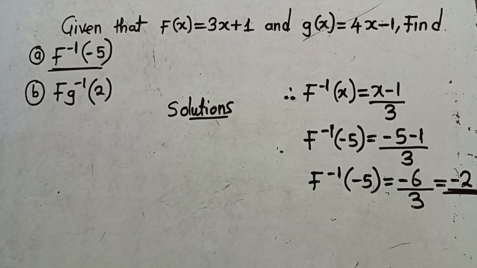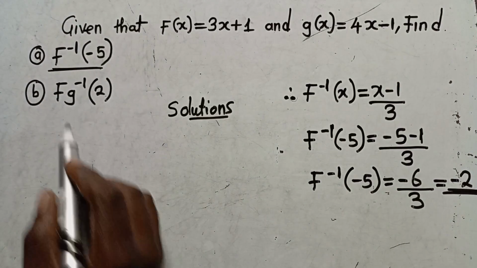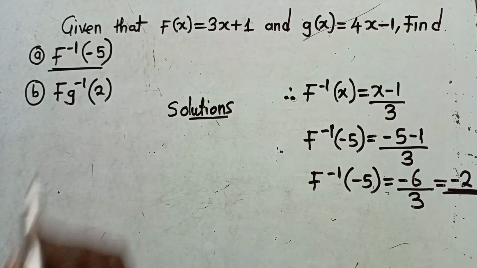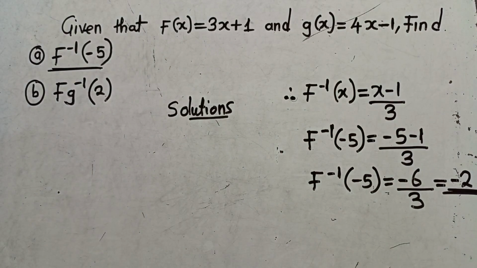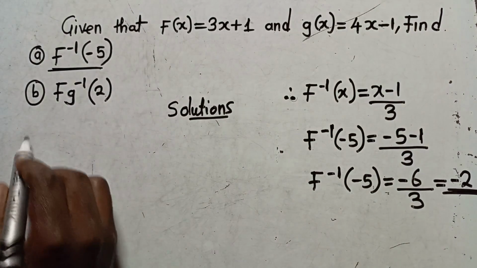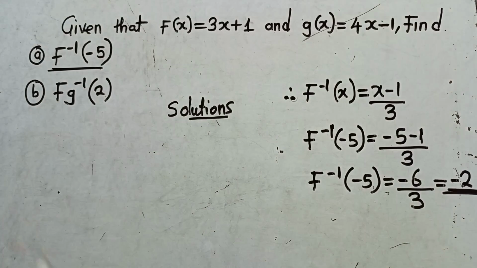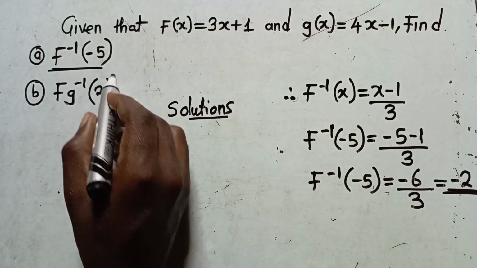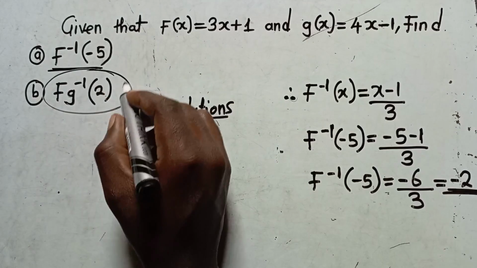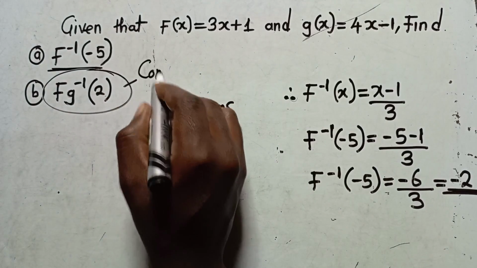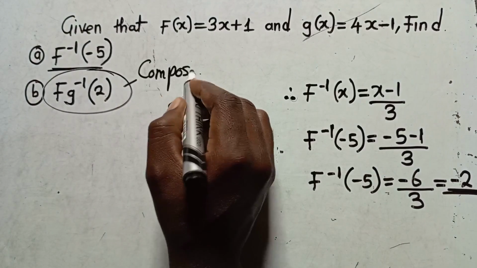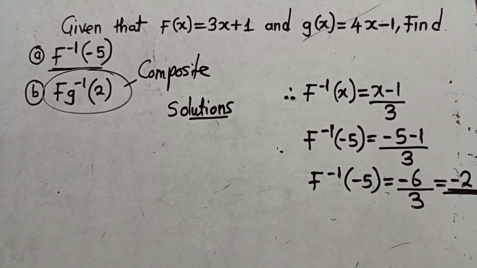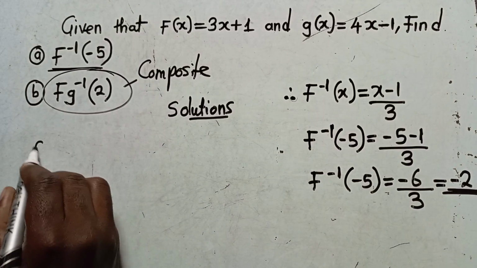If you look at the next question, the way it is, there is g inverse there. So before we even go any further, we need to find the inverse of g so that the substitution becomes easy. This part, the way it is, these are called composite functions. I guess you know. These are called what? Composite functions.